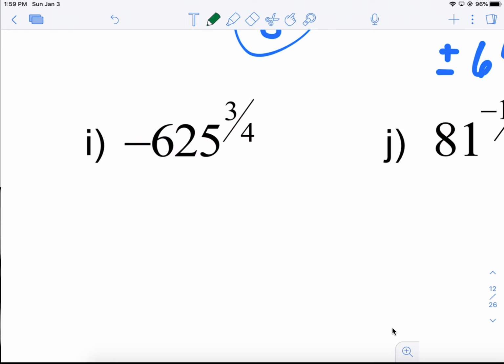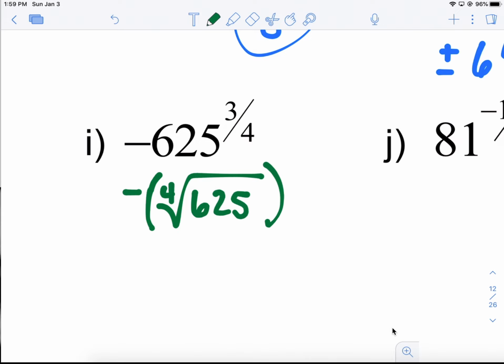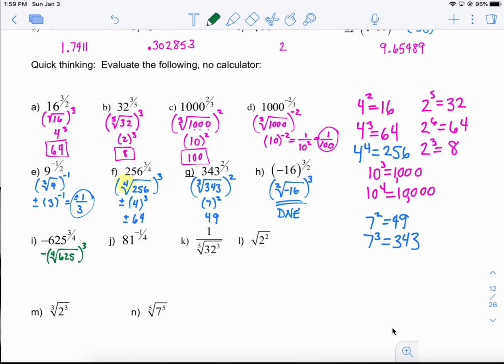All right, on this one, keeping the negative on the outside because that's where it's at. We're going to do the 4th root of 625, and then we can raise it to the 3rd power. Okay, it ends in a 5, and we've already talked about a couple of these, right? We know it's not 2 to the 4th power. We know it's not 4 to the 4th power. We know it's not, I guess we haven't done 3 to the 4th power.